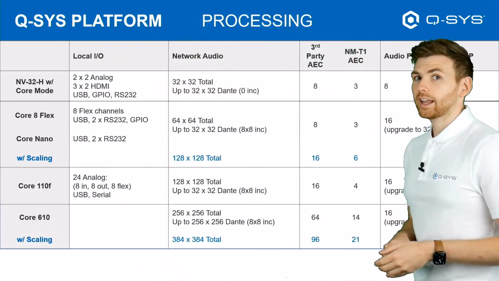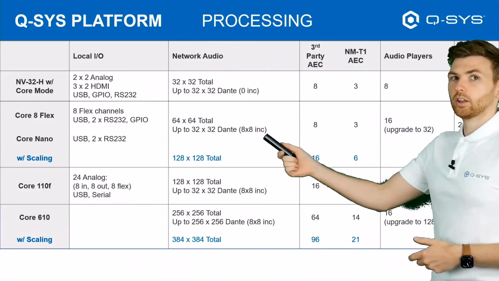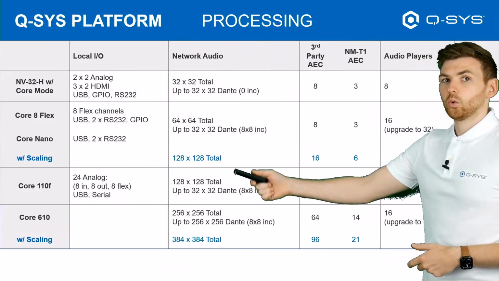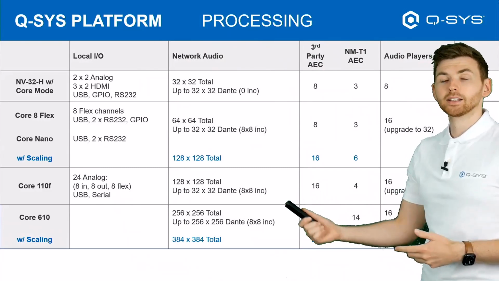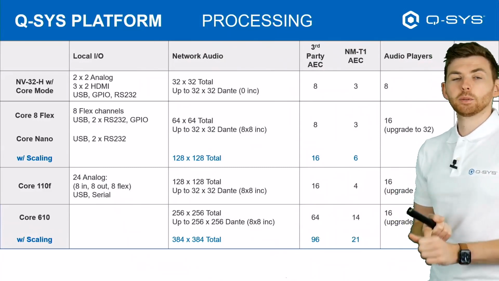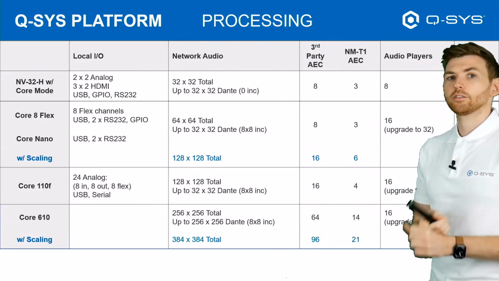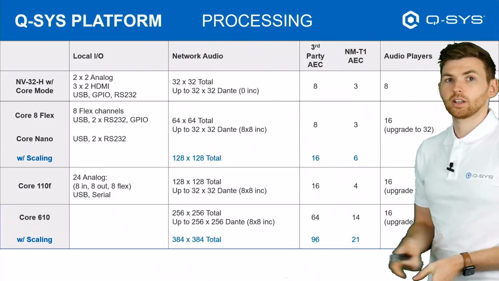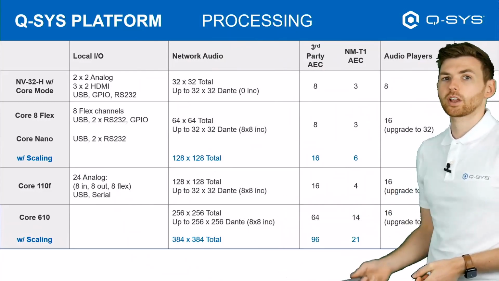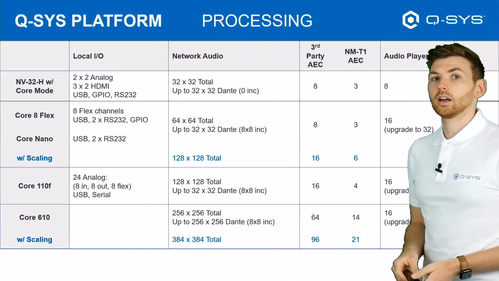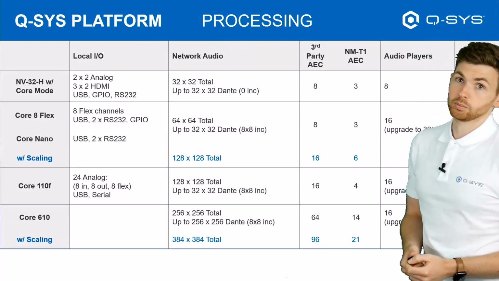Now, when you add the scaling license on, so just like the Core Nano, we can add in a scaling license. We can also add that on here, and basically it gives you, very simply, 50% more network audio and 50% more DSP. So now we've got 384 networked audio channels, and we've got 96 AEC channels, 21 mics.